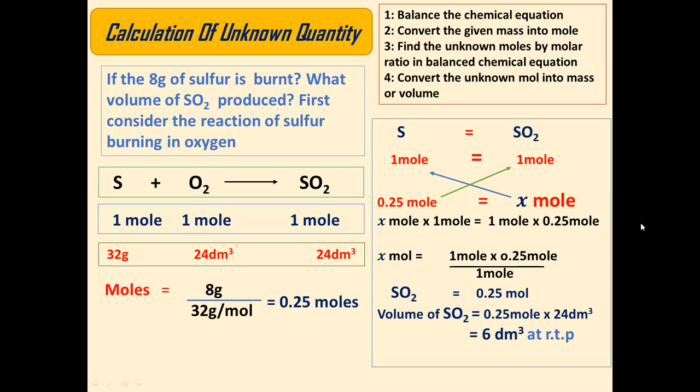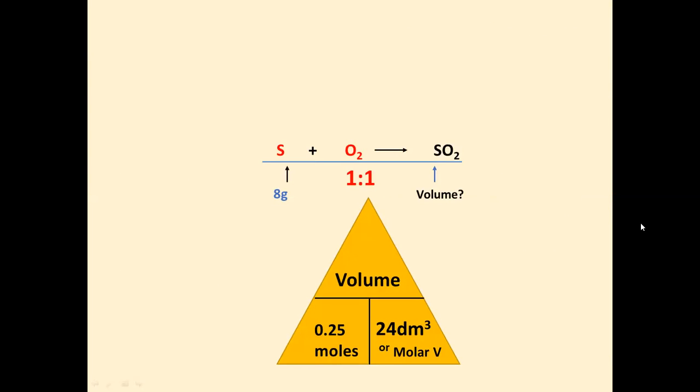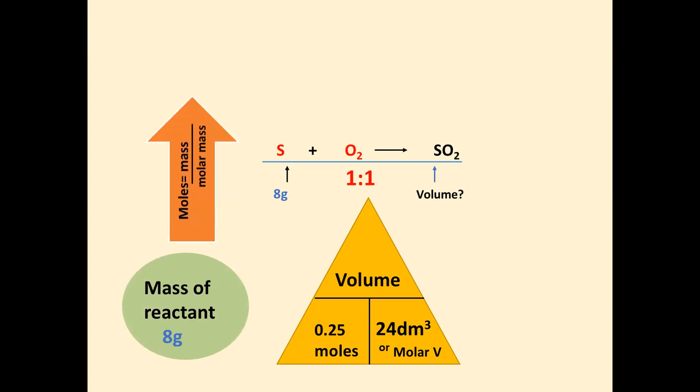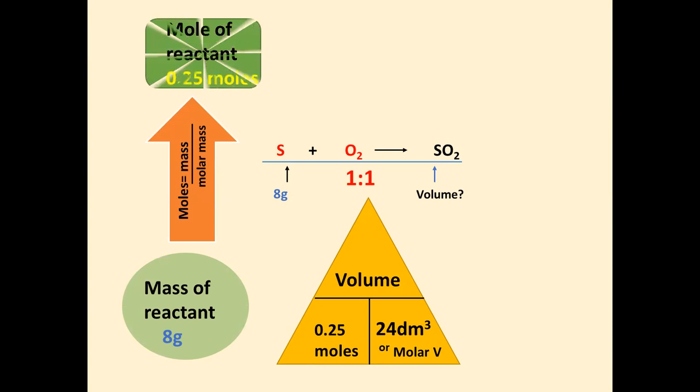How did we find this method? First, in a balanced chemical equation, we have a molar ratio of 1:1. In the question, the sulfur mass is given. So by using the formula, we convert this mass into moles. For example, if the mass of the reactant is 8 gram, we convert it into the moles of the reactant, 0.25 mole.